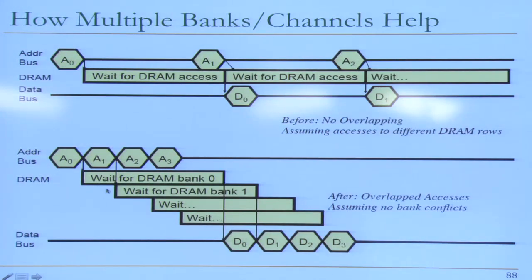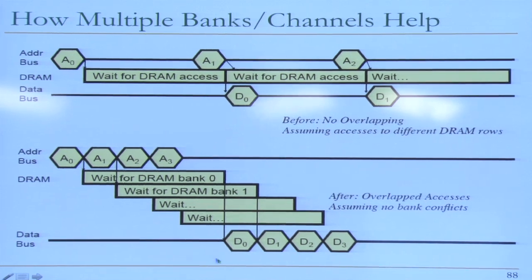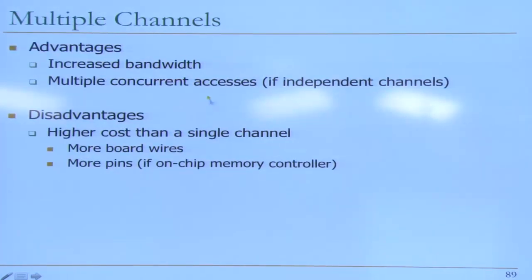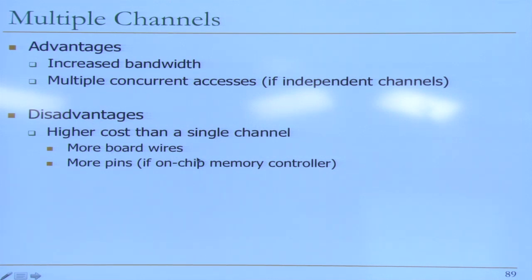OK, multiple channels are actually even stronger, right? Because they actually have different data buses. This applies for multiple banks. But for multiple channels, you actually have separate address and data buses. So you can get the data from different channels concurrently. This leads to increased bandwidth, certainly. And you're going to get multiple concurrent accesses if the channels are independent. The disadvantage is it's higher cost than a single channel, because now you have more board wires and more pins from the memory controller.